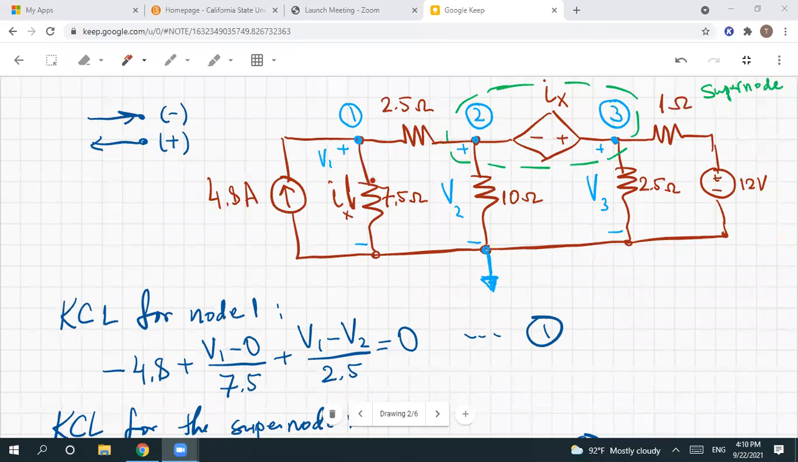Okay, and by the way, this is one of the most complex circuits. So if you will be able to solve this circuit, then I'm pretty sure that you can solve other circuits. Okay, so let's see what circuit we need to solve. Let's solve this circuit.